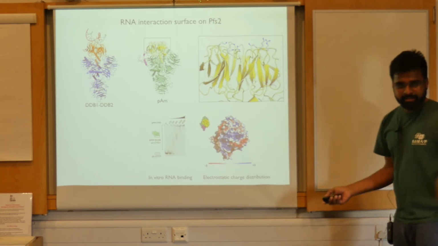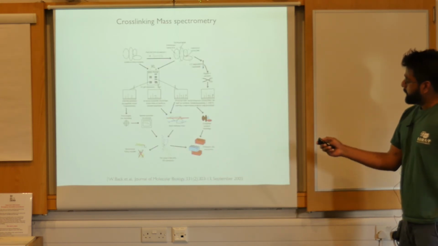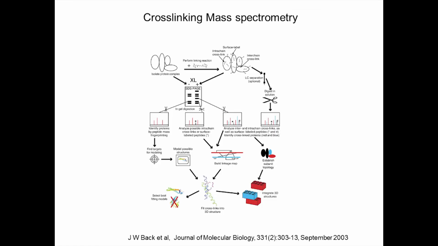I'm not going into the details over here. So I'm going to talk a bit about this technique called cross-linking mass spectrometry. I told you that we have modeled amino acid sequences into a three-dimensional map we obtained. We have to validate if our modeling is true or not. So what we do is a bunch of biochemical experiments which can give you information about the proximity of amino acids in solution.